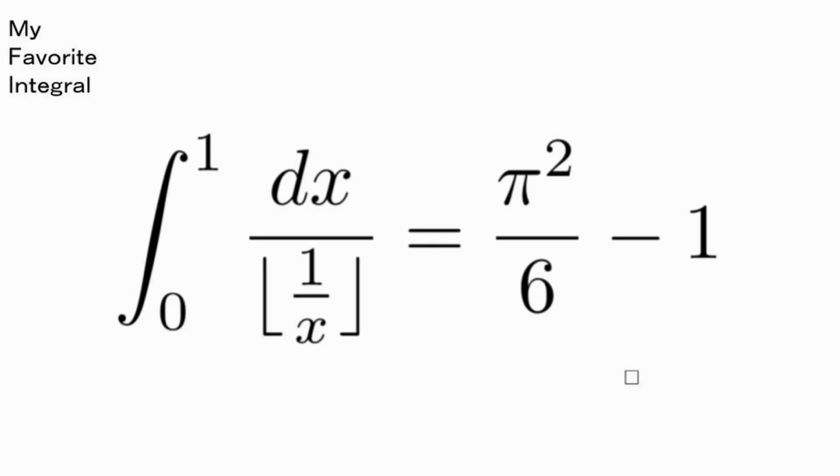Now we have closed form expressions for the two summations we sought to solve, and we can prove that our integral is indeed equivalent to pi squared over 6 minus 1. And we can say QED.